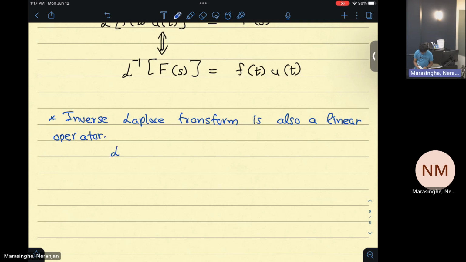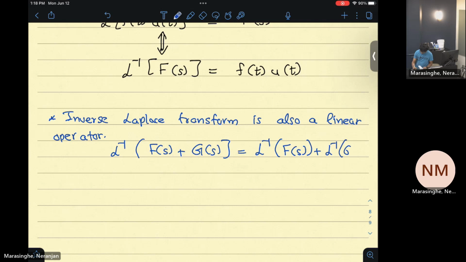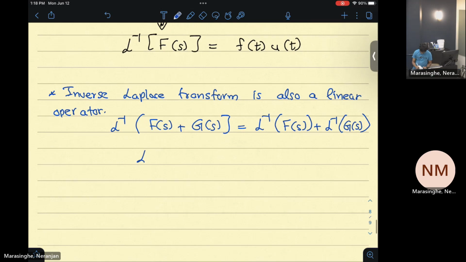That means if you take the inverse Laplace transform of F(s) plus G(s), you would get the sum of their inverse Laplace transforms. And the inverse Laplace transform of C times capital F(s) is equal to C times the inverse Laplace transform of capital F(s). Okay.